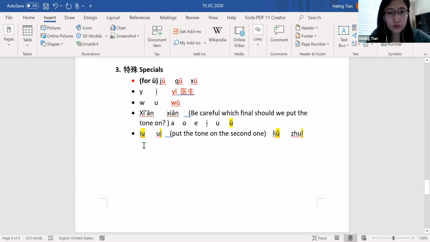For example, 柳, you put the tone on the top of u. 追, you put the tone on the e.